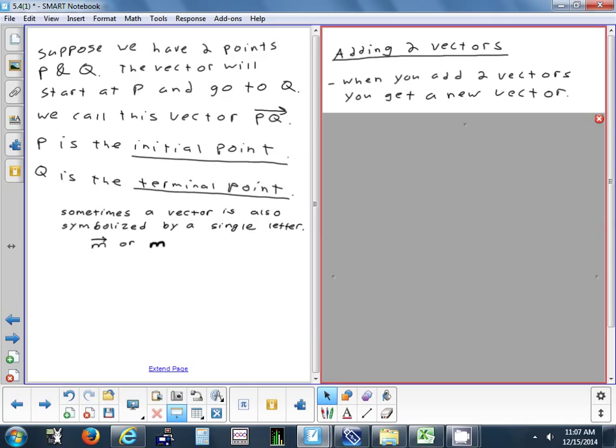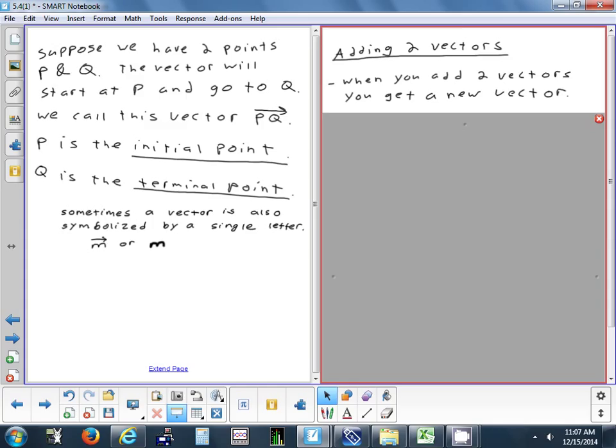One way you could think about that is, let's say that you're pushing on an object. You're pushing on it with a certain amount of force and in a certain direction. And then let's say you have a friend that's helping you. They're also pushing on that object with a certain amount of force in a certain direction. Well, with the 2 of you working together, you have an even greater amount of force. And if you're pushing in the same direction, the direction stays the same.